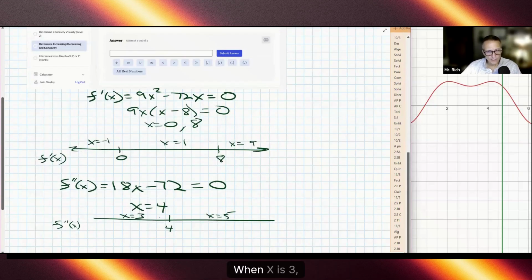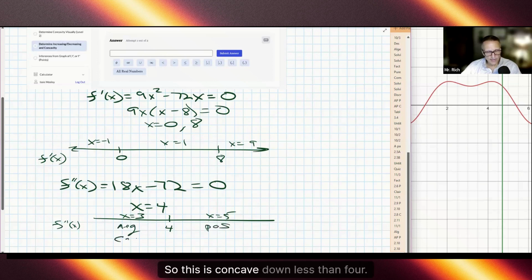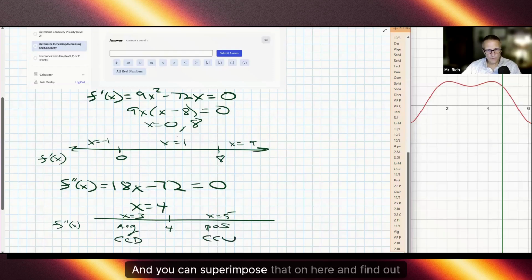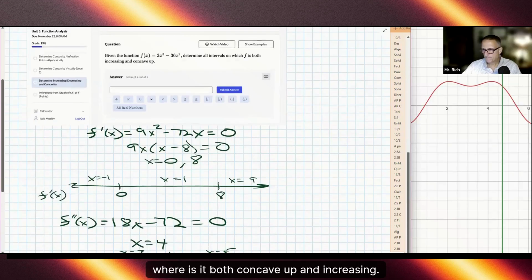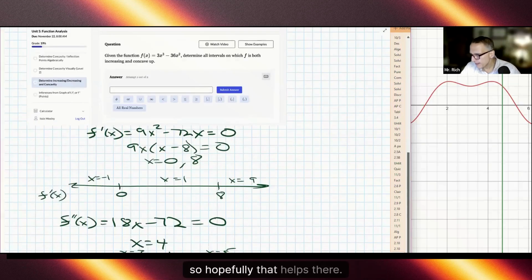All right, so when x is 3, this is going to be negative. When x is 5, that's going to be positive. So this is concave down when x is less than 4. It is concave up when x is greater than 4. And you can superimpose that on here and find out where it is both concave up and increasing. Okay, so hopefully that helps there.